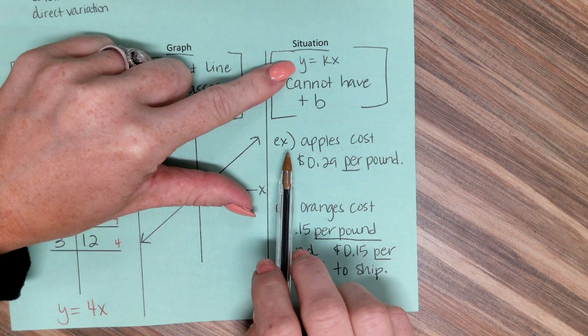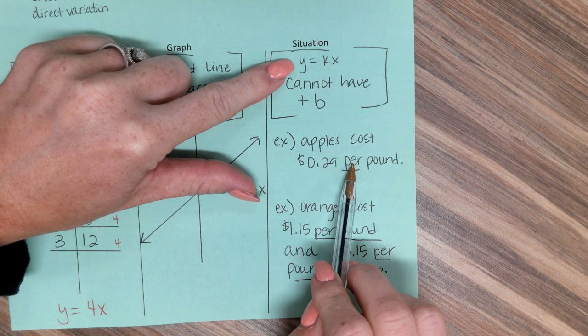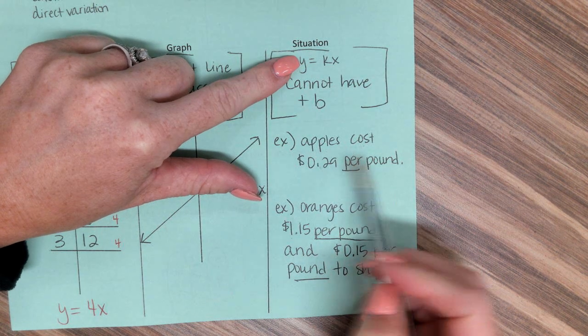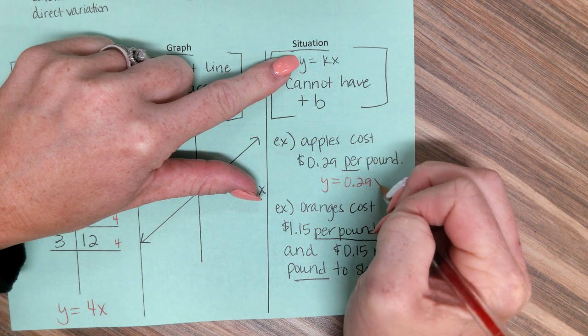So everybody look at the first example. Apples cost 29 cents per pound. How would I write that as an equation? Y equals 29 cents X.